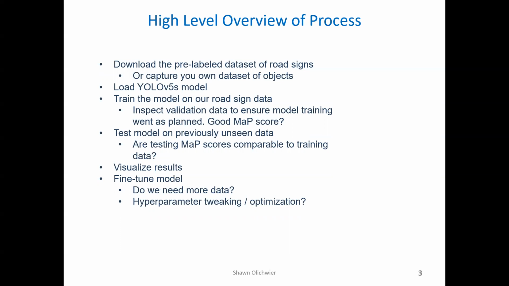We're going to train that model, and then once it's trained, inspect the validation data. Is our mean average precision score good, or do we need to modify any hyperparameters, anything like that? Once we're satisfied with that, we're going to go to the testing data set, compare those map scores to the training and validation sets. Let's visualize some results. And then lastly, let's fine tune our model. Are we missing any signs, and can we get higher object detection scores, right? Do we need more data? What tweaking or optimization might need to take place?